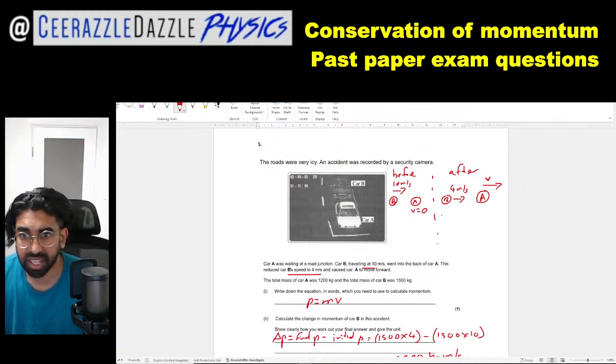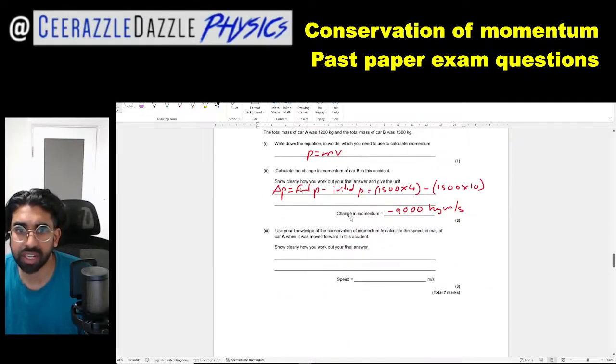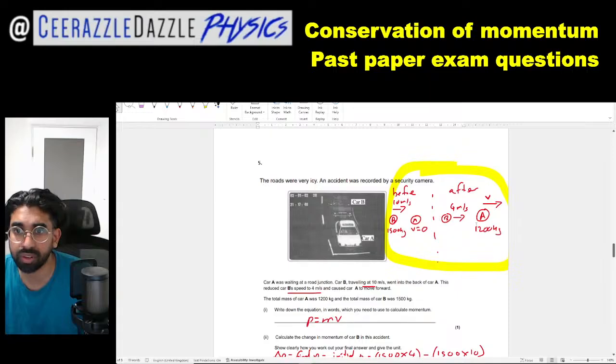But we can see that the mass of car B remains at 1500 kilograms, and the mass of car A, I'm just going to write it here, 1200 kilograms. That's it. So look, once I've done this diagram, it now helps me to solve all the problems that we have. Right, so let's just scroll down once again. So let's just do this then.